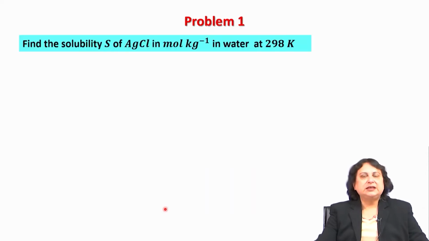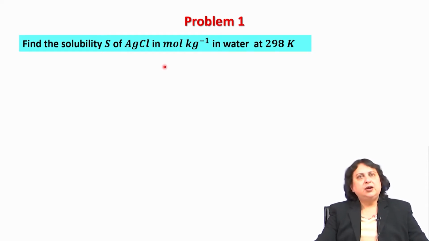So, here comes the first problem. It requires you to calculate the solubility of silver chloride in water, where the solubility will be expressed in the molality scale at 298 Kelvin. And as I have already mentioned, we are going to use an electrochemical method.